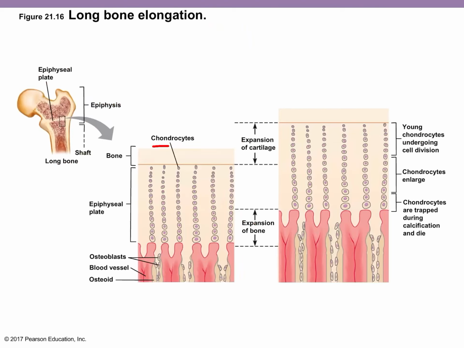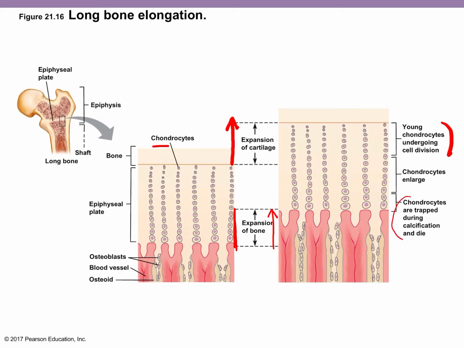So here's our chondrocytes. Chondrocytes are cartilage cells. You're going to expand the cartilage up, right? So new chondrocytes are going to divide, and they're creating more cartilage, pushing upwards. The lower part, the part of the epiphyseal plate that is closer to the shaft, right, this part, is going to ossify. It's going to be made into bone. So it's going to slowly creep up. The bone is going to creep up. It's going to replace the cartilage with bone.